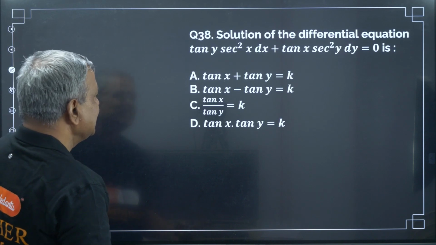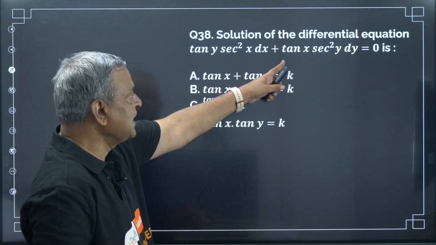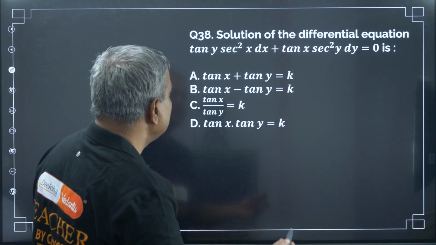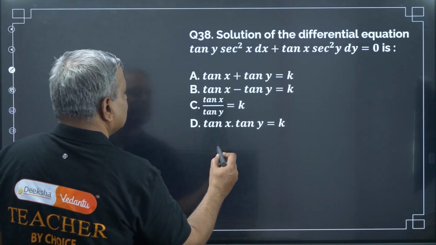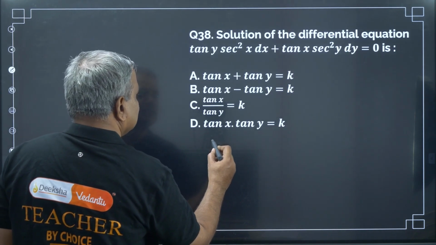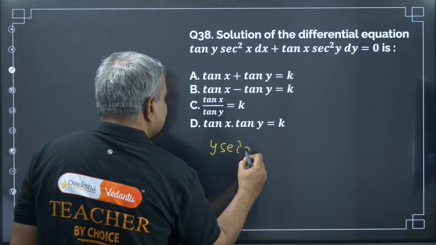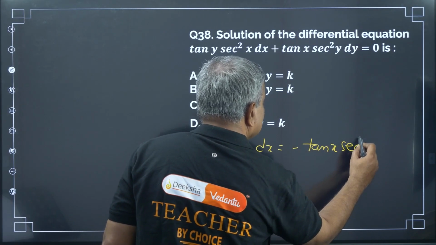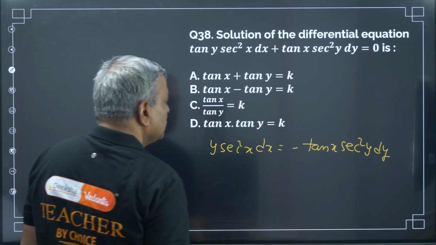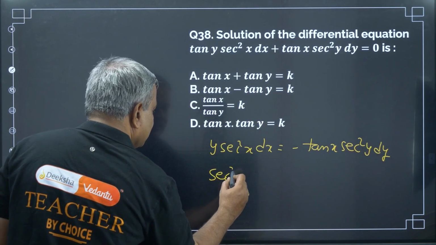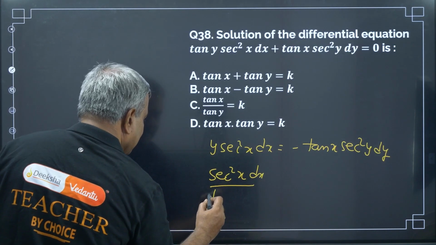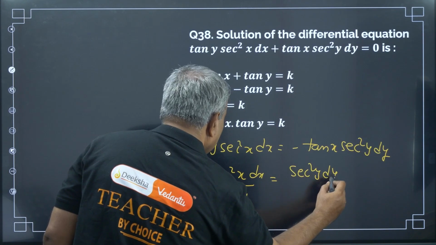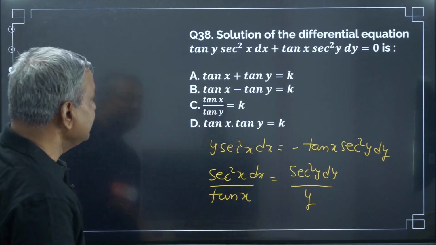So this can be written as y secant square x dx plus tan y secant square y dy is equal to 0. Simple, you can solve by variable separable. Okay, how do we do variable separable? So this can be written as y secant square x dx is equal to minus tan x secant square y dy. Okay, so x all you collect at one place, secant square x dx by tan x is equal to minus secant square y dy by tan y.